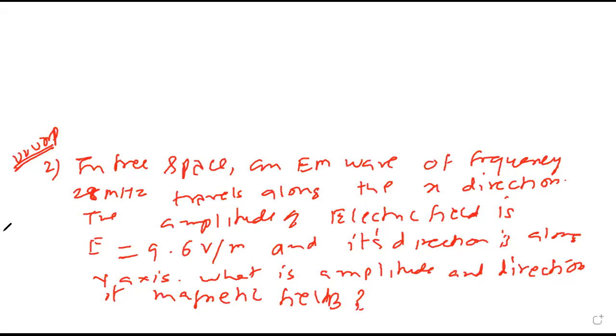Yes, written question. We want magnitude and direction of electric field. What is the relation between E, B and velocity? Because E is given and the value of velocity we know in free space.